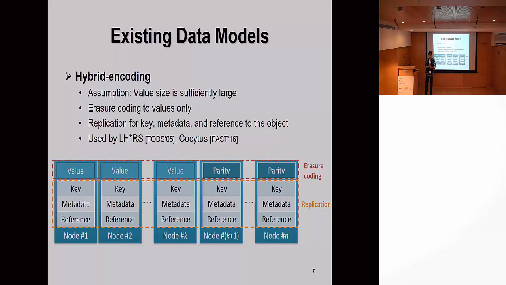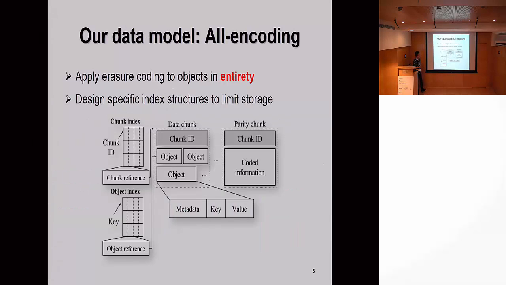So if the value size is very small, like as small as 2 or 3 bytes, what can we do? What we do here is we propose an all-encoding model. The idea is to apply the erasure coding to the objects in entirety. Basically, it means that the keys, values, and metadata are all erasure coded. And then we design some specific structures for the references to reference these data chunks and objects to limit the storage overhead. And I'm going to give you more details about how this all-encoding data model is designed.